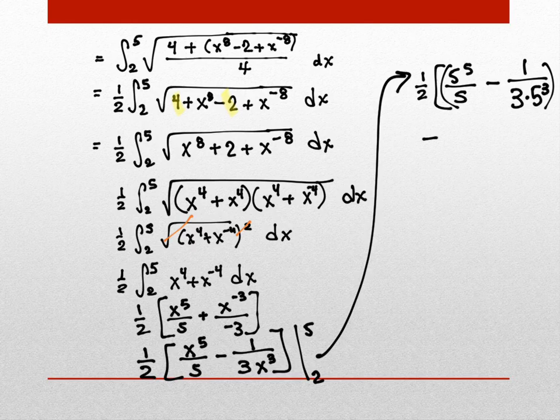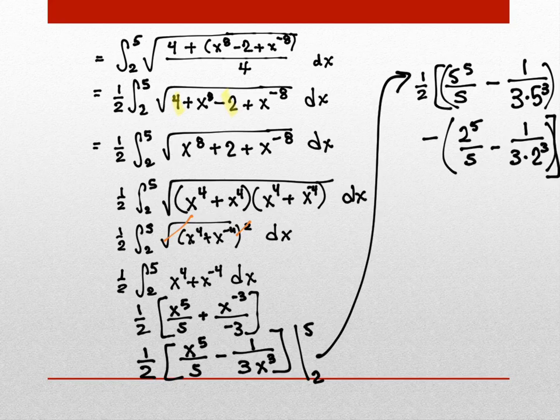And then from here I have a subtraction, and we'll do the same thing with our 2. 2 to the 5th over 5 minus 1 over 3 times 2 cubed. And all of that's times 1/2, which you could have distributed through if you wanted to before we started. That'd be fine too. 5 to the 5th over 5 is awfully large. 5 to the 5th, that is. But it reduces because there's 5 of them on top and there's 1 on bottom.